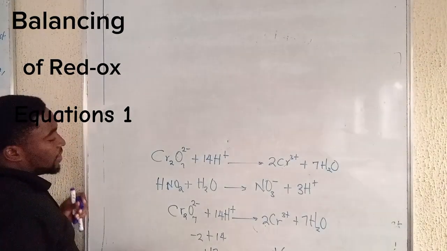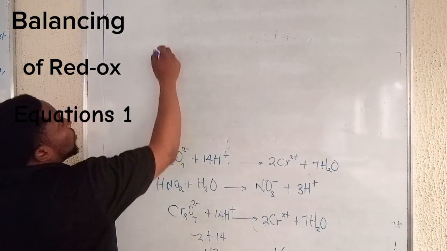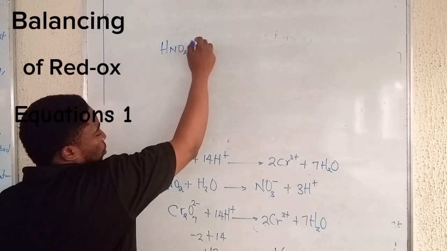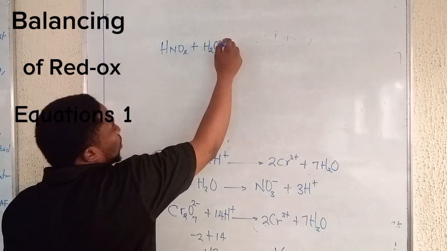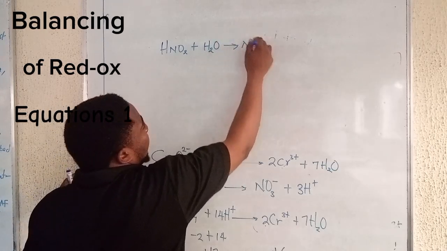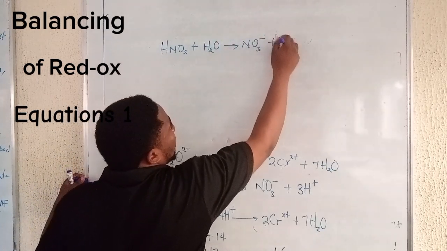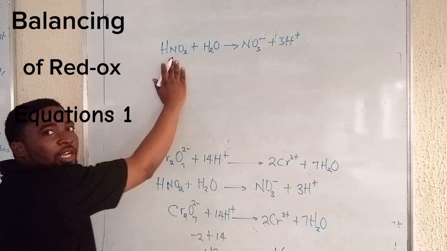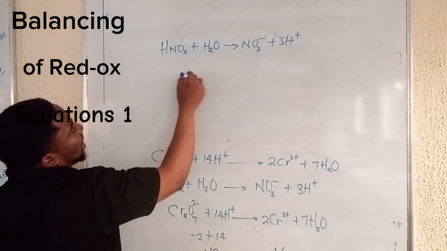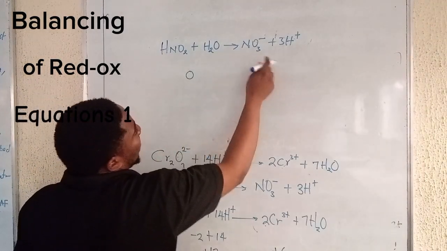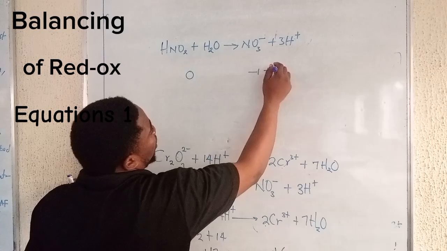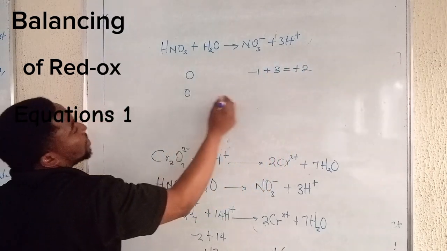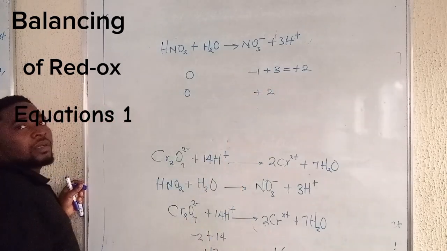Now for the oxidation half equation, the equation is HNO2 plus H2O to give NO3 minus plus 3H plus. If you check, this is a neutral molecule, this is a neutral molecule, so the total charge we have is 0. But on this side we have minus 1 plus 3, and that will give me plus 2. So the charge is 0 and plus 2, right?